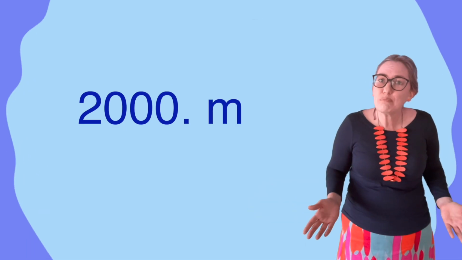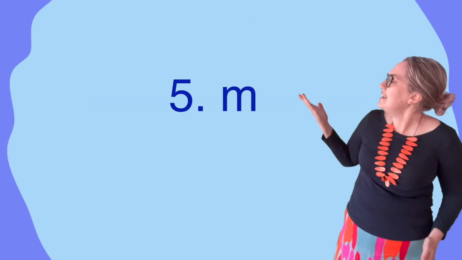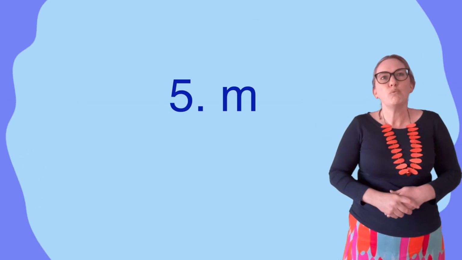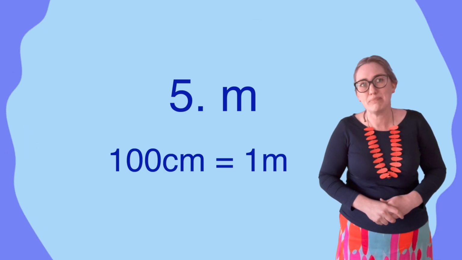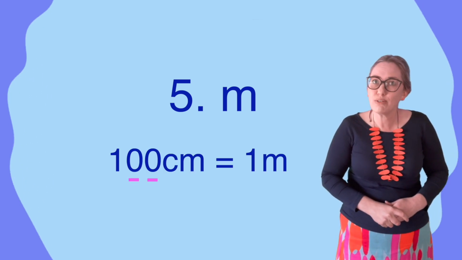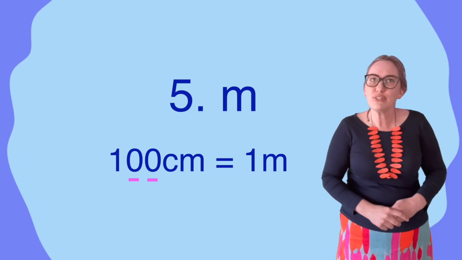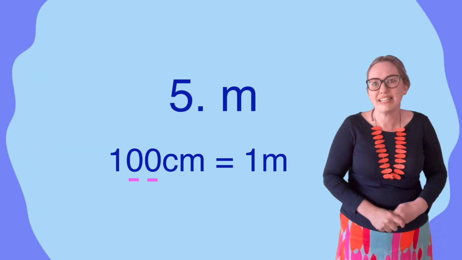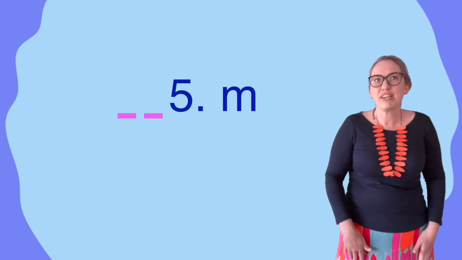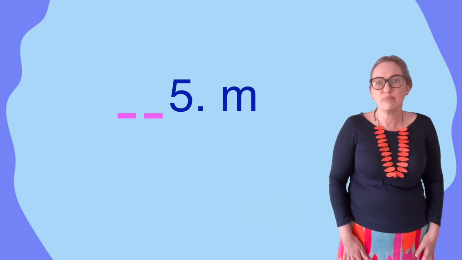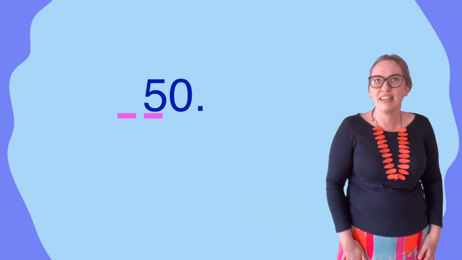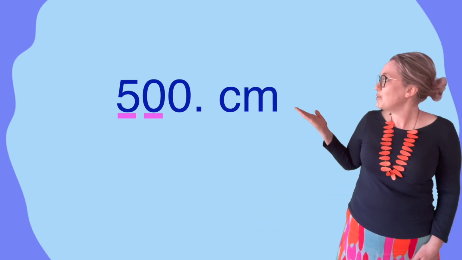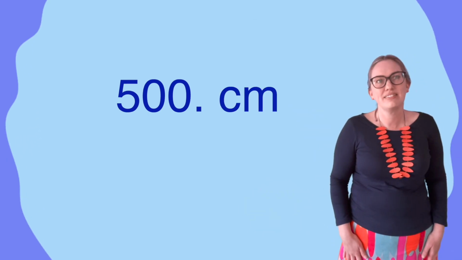We follow the same process when we convert metres to centimetres. Here's 5 metres. We know that there are 100 centimetres in 1 metre and there are 2 zeros in 100. So this time we will move our number 2 places. Again, we are converting to a smaller unit of measurement, from metres to centimetres, so we move our number to the left. Now we have 500 centimetres.